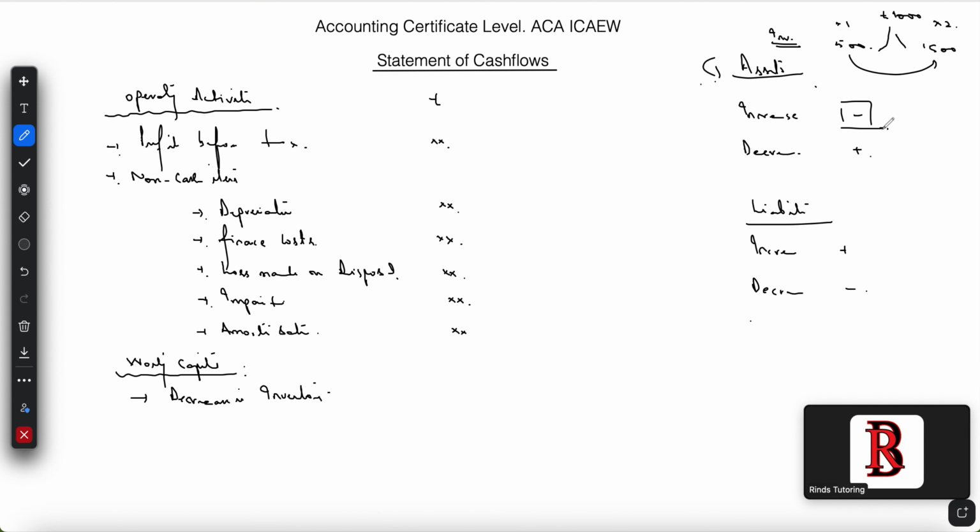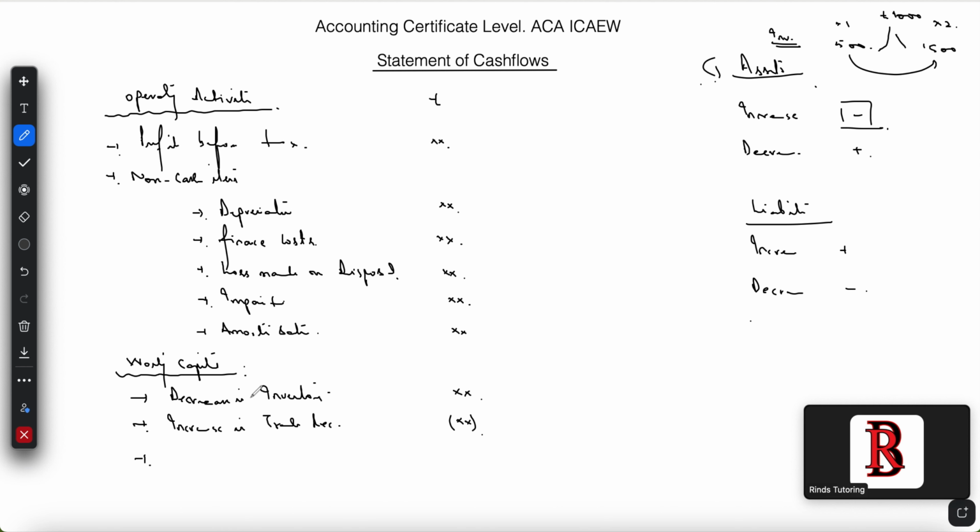The logic behind this is you spent money. When you spend money, you take it away. So decrease in inventories. Of course, if it was a decrease, we would have added. So in this case, we will add it. Same, let's say if there was an increase in trade receivables, we will simply deduct it. We will do the opposite. With the assets, we will do the opposite.